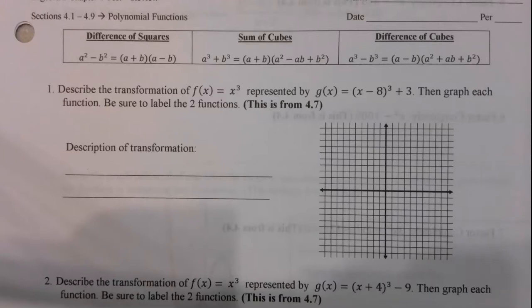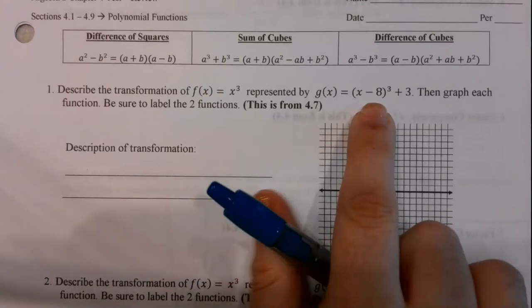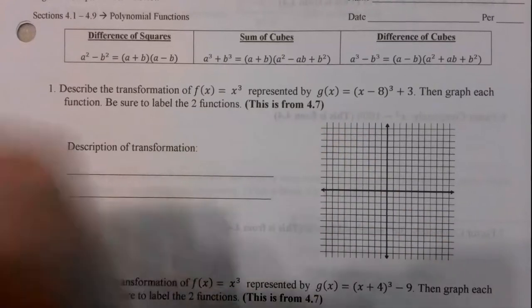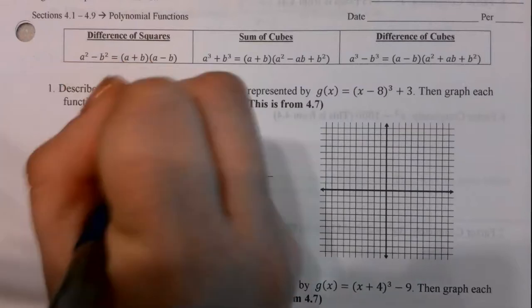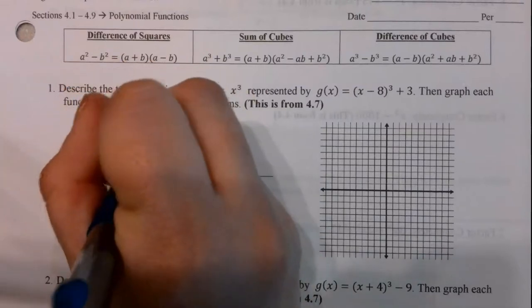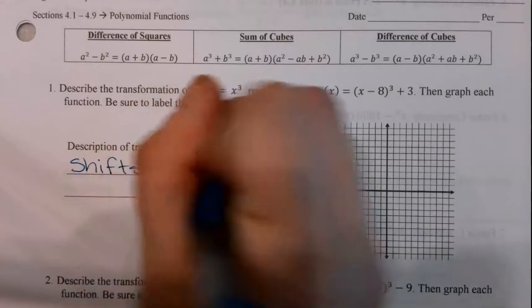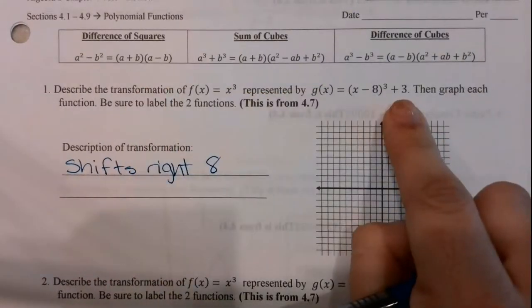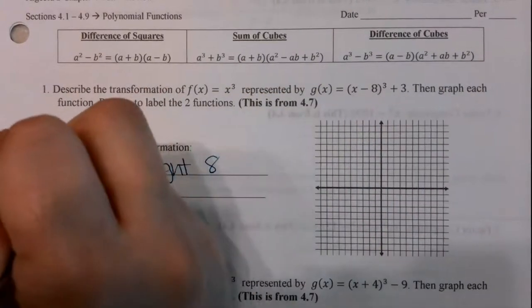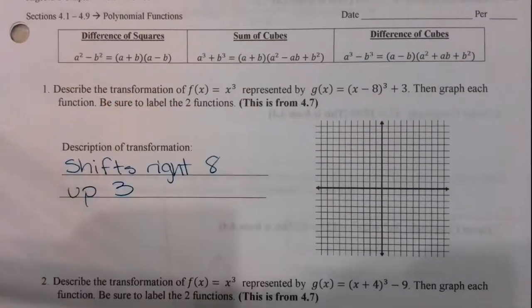Okay, number 1 wants us to describe the transformation of f of x equals x cubed represented by g of x equals the quantity x minus 8 cubed plus 3. So remember, numbers on the inside shift left and right. This is going to go right 8. And the number outside is up and down, and it's the same as the sign. So it goes up 3.